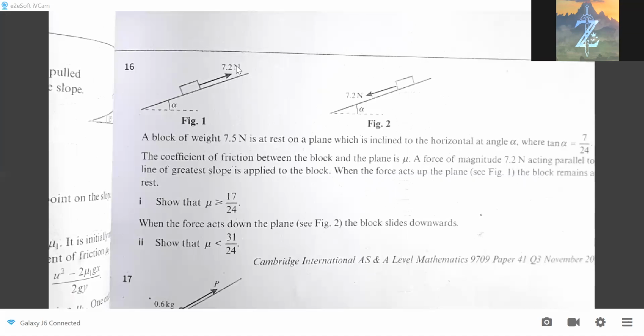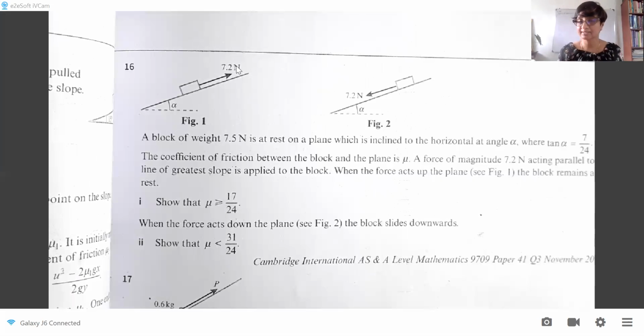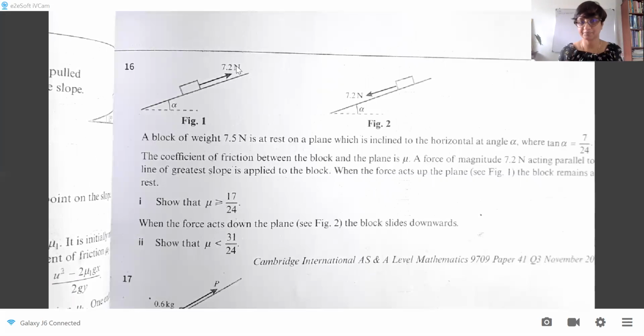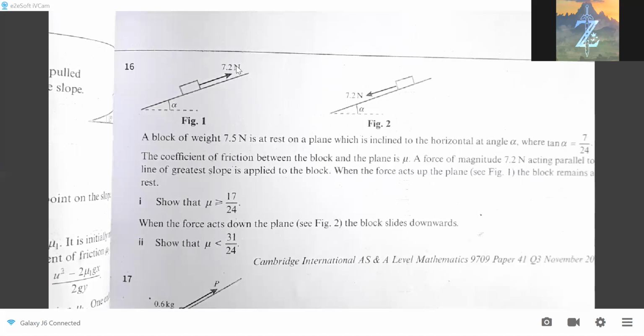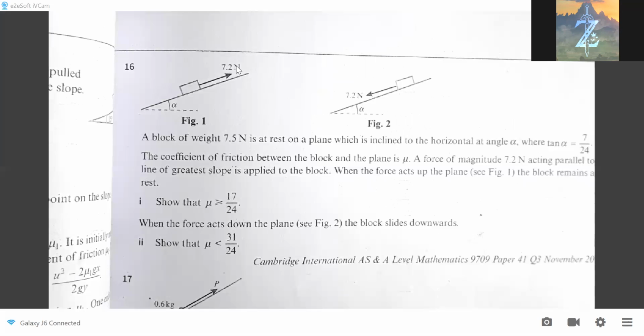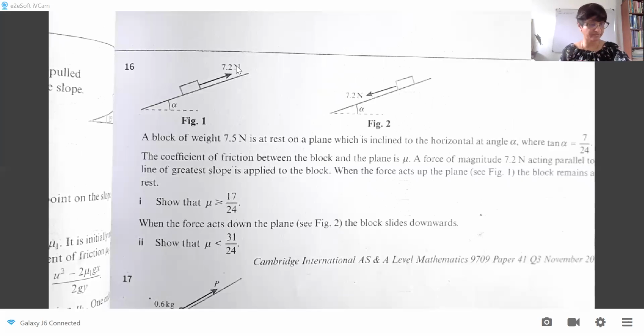No, I got the first part, but I'm not sure it's correct. Yes, Miss. You got the first part. Did you get the inequality? I got the first part. Yeah, I got it as 0.953. What is 0.953? Did you get 17 upon 24? No. I didn't get that. Okay, so you didn't get the first part. Okay, let's quickly discuss this.